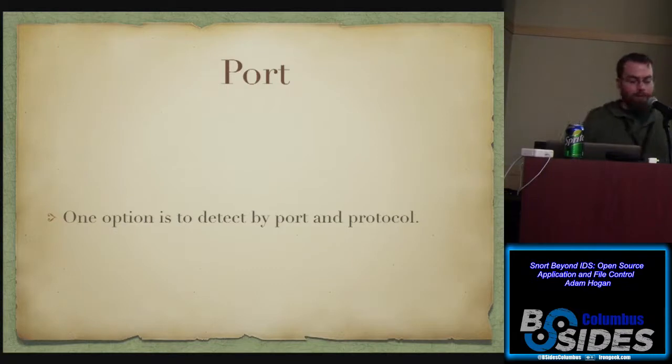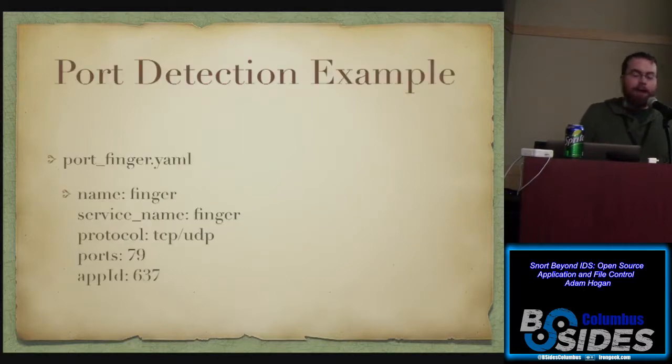Now one option we have is just doing it by port. Right? If I want to just identify an application by port and protocol, I can do that. It's lame, but I'll throw it out there because it's an option. In that case, you just throw together a simple YAML file and say, okay, here's the name, here's the service name, here's the protocol, here's the port, and I'll give it an ID number. There we go. So if you've got a custom app that only runs on one specific port, you can do it this way. It's very easy to put together. Not very specific, probably prone to false positives if that port is used by anything else, but it's an option.